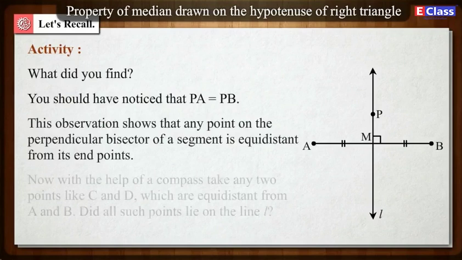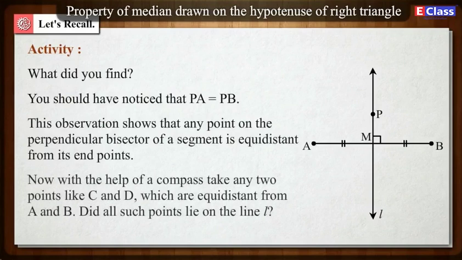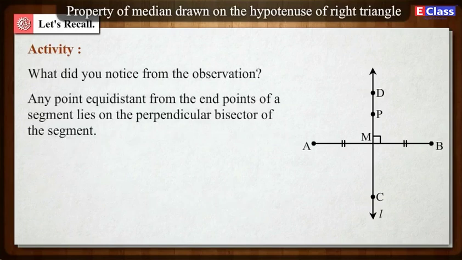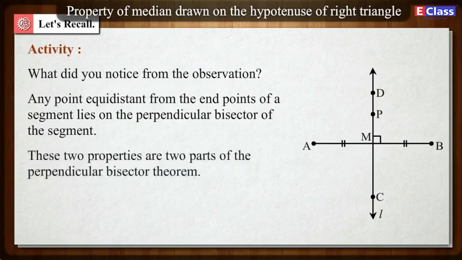Now, with the help of a compass, take any 2 points like C and D, which are equidistant from A and B. Did all such points lie on the line L? What did you notice from the observation? Any point equidistant from the endpoints of a segment lies on the perpendicular bisector of the segment. These two properties are two parts of the perpendicular bisector theorem. Let us now prove them.